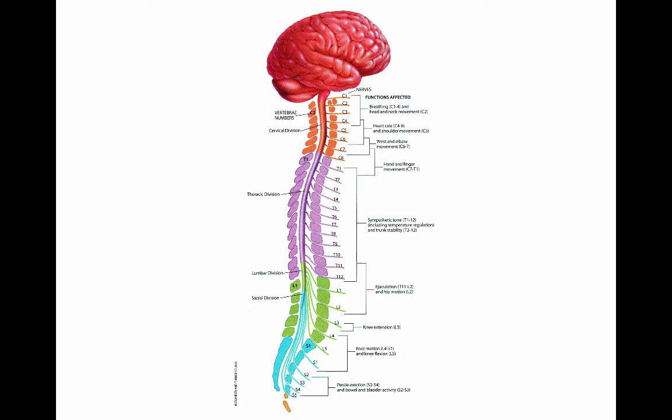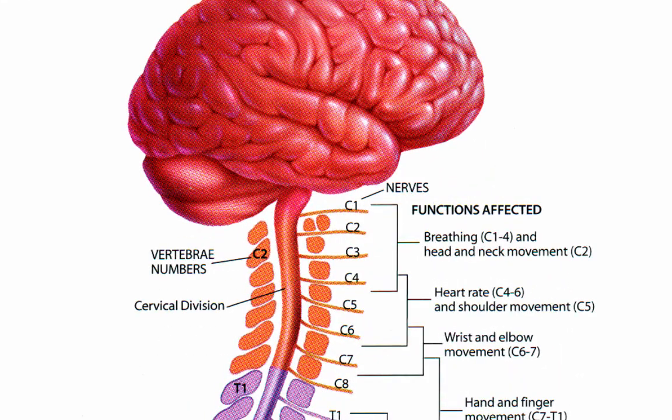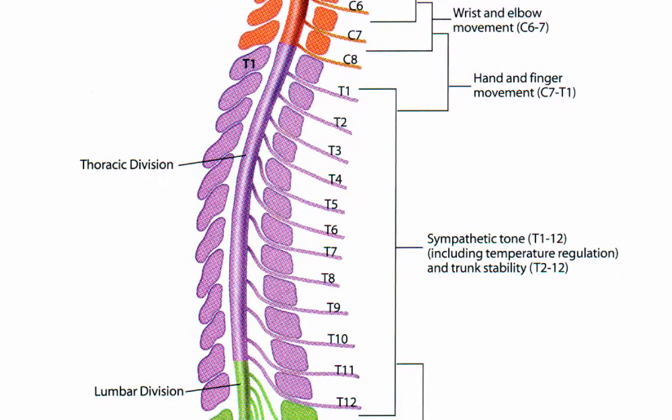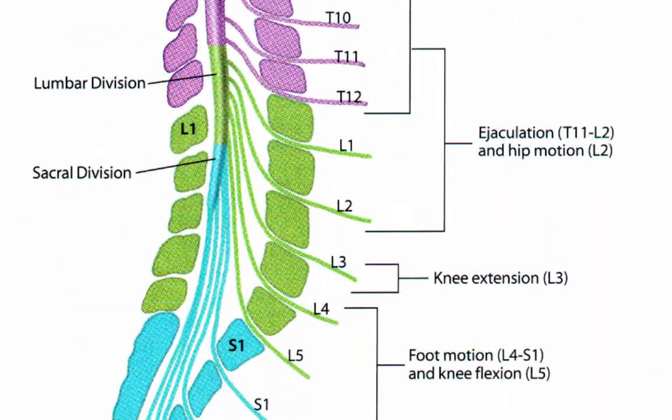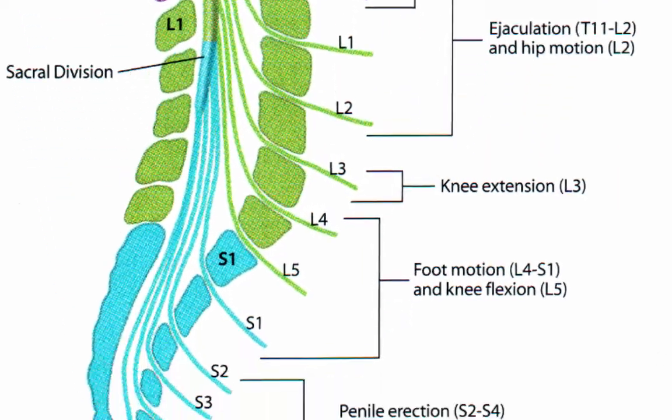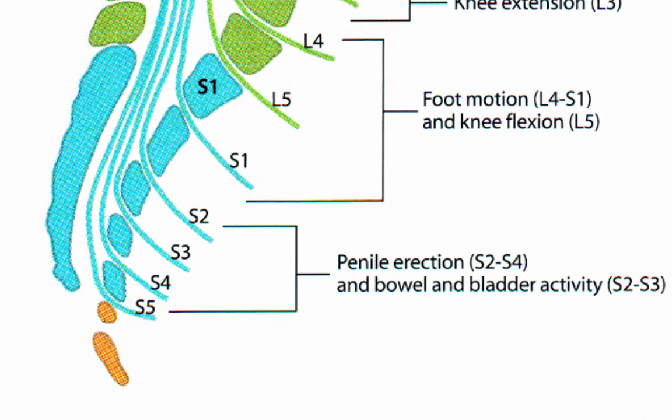In the cervical, we find nerves controlling breathing, head and neck movement, as well as heart rate. The thoracic controls hand and finger movement and temperature regulation. The lumbar controls hip, leg, and foot motion, while the sacral controls bowel and bladder activity.